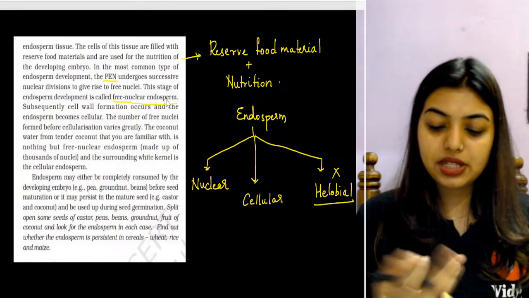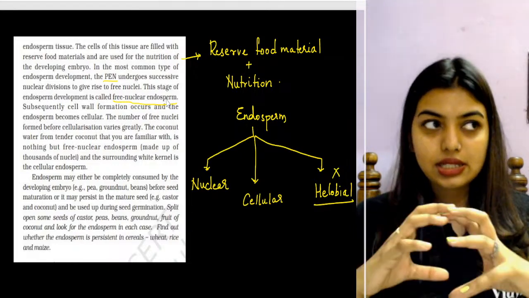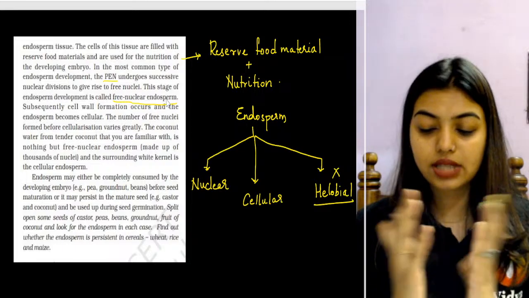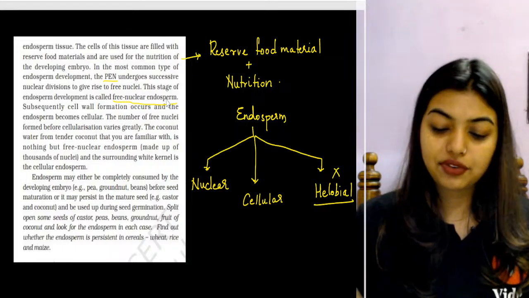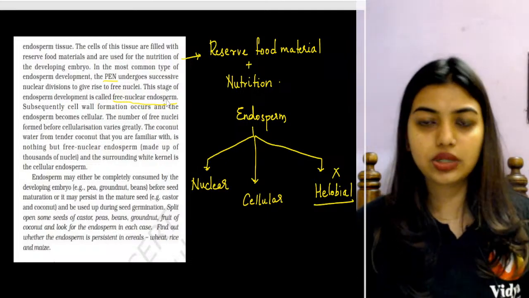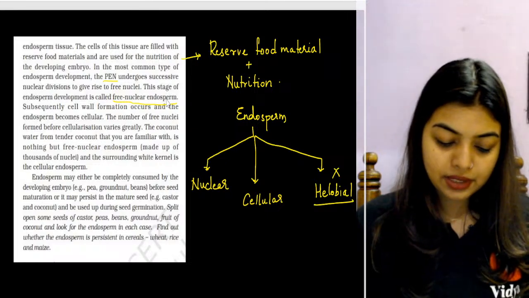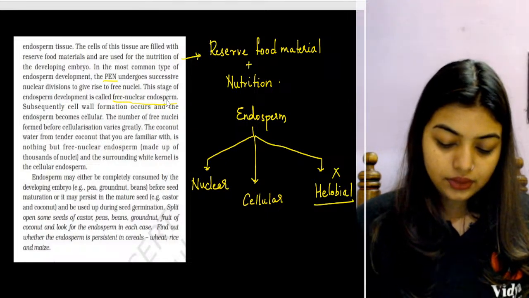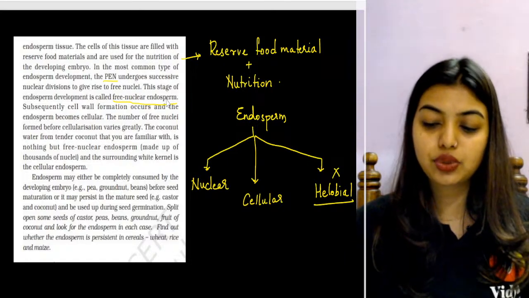Now cellular means what? The primary endosperm will be followed by cytokinesis. That is, the cytokinesis is going to happen, and therefore the endosperm becomes cellular from the beginning. Coconut is an example, palm is an example. Here, in nuclear endosperm, what is going to happen? Successive nuclear divisions are going to happen.